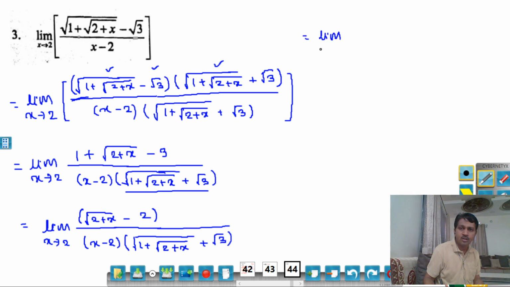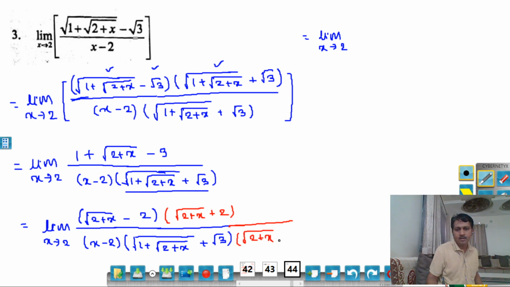I'll rationalize now the numerator. I'm directly writing now what happens after rationalization. Or in the same step, I will write like this. Rationalizing factor: under root 2 plus x. This is the next step of the problem. As there is very little space, I'm writing here like this: root of 2 plus x plus 2. This is the conjugate of the numerator.